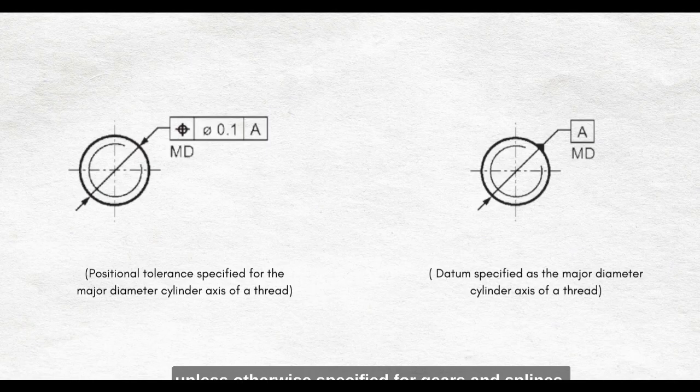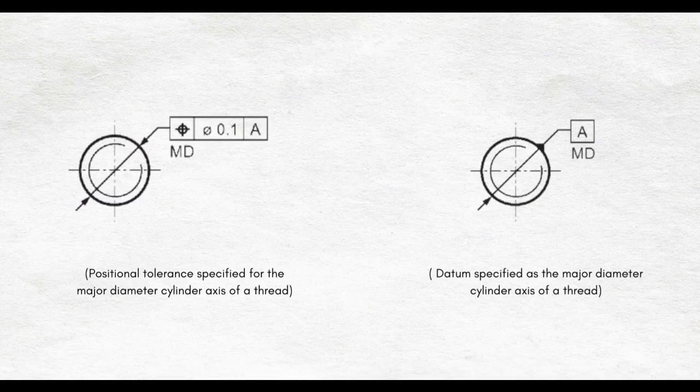For gears and splines, when indicating tolerances of orientation or location, it is important to designate the specific feature of the gear or spline to which they apply. This could be the pitch diameter, the major diameter, or the minor diameter, among others. It ensures that the tolerance is appropriately applied to the intended feature of the gear or spline.